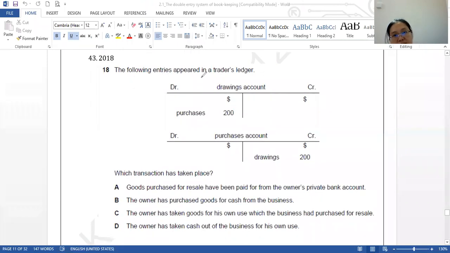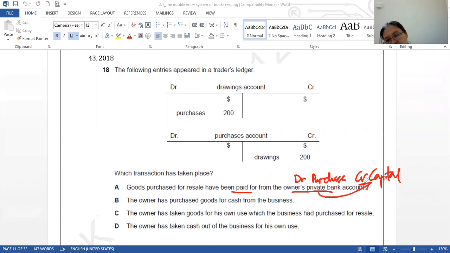The following entry appears in the trade receivable ledger: debit drawings, credit purchases. Which transaction has taken place? Goods purchased for resale have been paid from the owner's private bank. So your double entry should be debit purchases, credit capital, because this is a private bank. Private bank is capital. Goods purchased for resale is purchases.